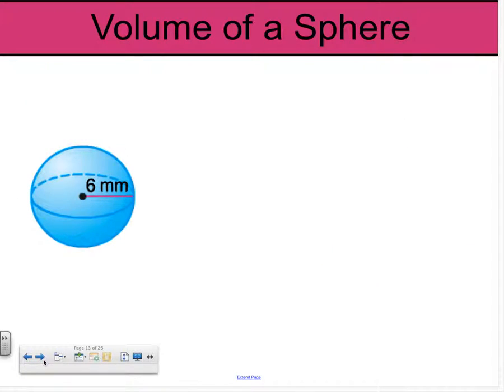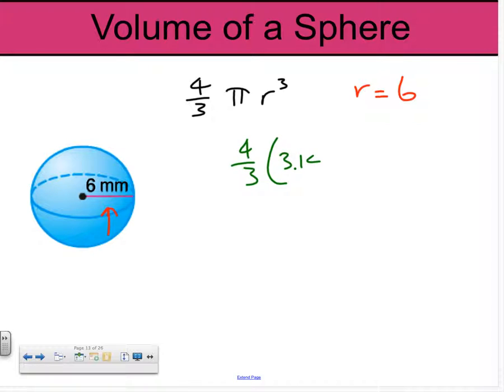So let's take a look at how this would work. Here we have a sphere, and we need the three things that we talked about in the previous slide. We know we need to have 4/3. We know we need to use pi, and we need the radius, and we're going to cube the radius. Well, we find out here that the radius is 6 millimeters, okay? So we know r equals 6. So now if we write this equation out, we're going to have 4/3 times 3.14 times 6 cubed. And then we simply need to solve that problem.